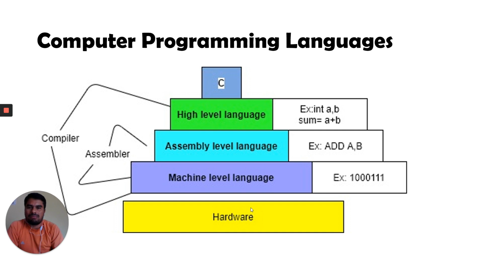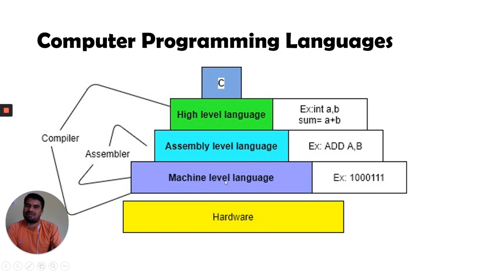Now, there are three levels of languages: machine level language, assembly level language, and high level language. What is machine level language? Machine level language can be easily understood by the computer hardware, and it is very efficient compared to any other language because no translation is required. Directly we can communicate with the hardware. So now you might have understood why we require machine level language: to communicate with the hardware, we need machine level language.